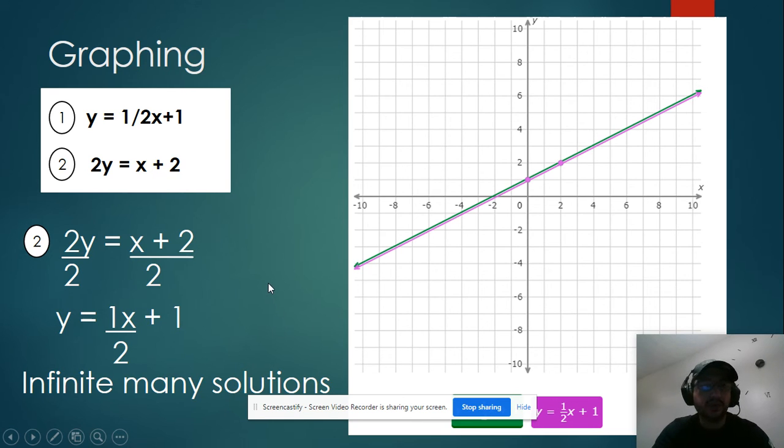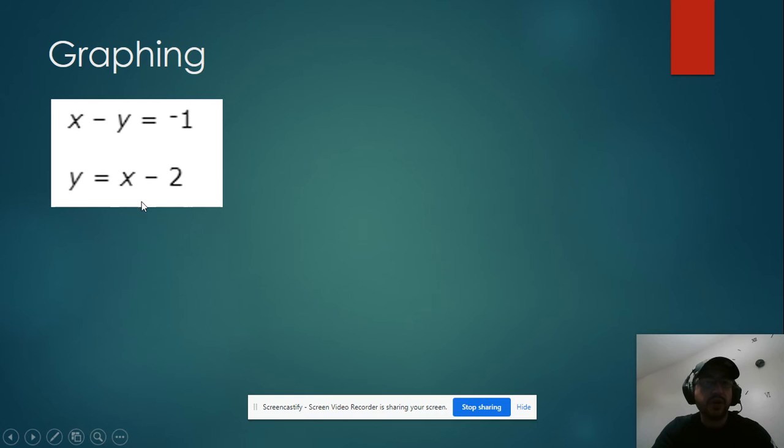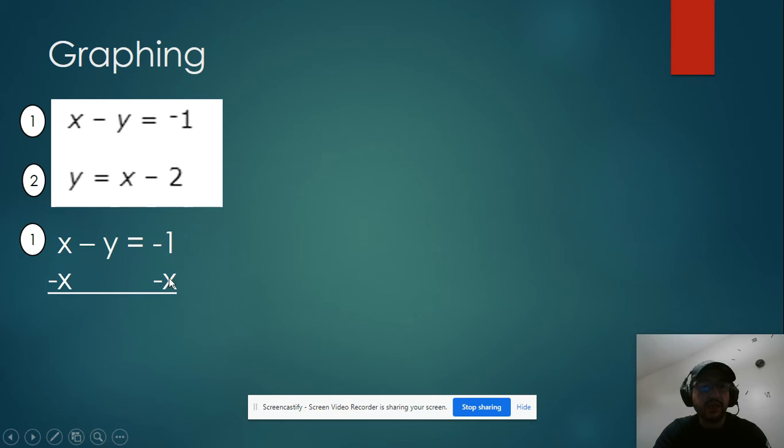Let's see another example. Okay, right here we have equation number 1 and equation number 2, but now equation number 1 is not solved for y. I need to solve for y in order to graph it. So let's solve equation number 1 for y. x minus y equals negative 1. So remove the x: subtract x from both sides. Negative y equals negative 1 minus x. Then remove the negative coefficient, which means dividing by negative 1. So I will have y equals 1 plus x.